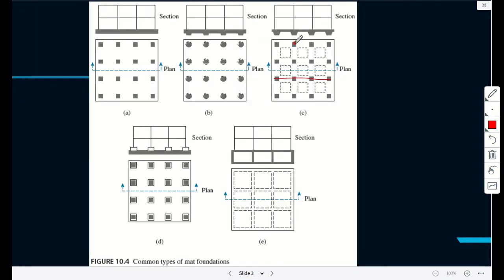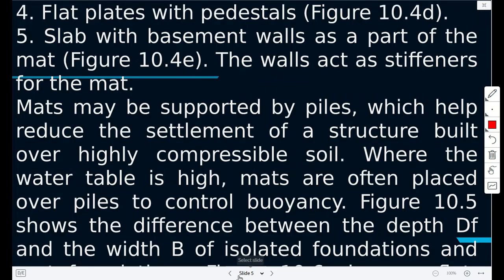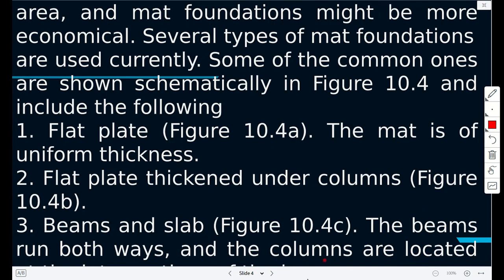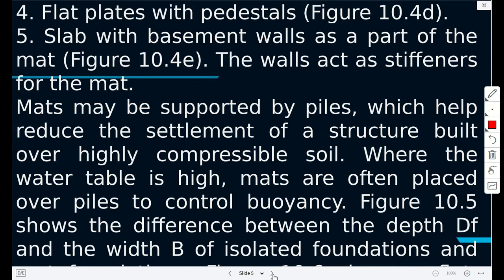These are the beams, right? Beams, and then the columns are located at the intersection, more or less what I've done before. So that's what we're saying. So flat plates with pedestals, figure 10D, and slabs with basement walls are part of the mat foundation, with the walls acting as stiffeners.